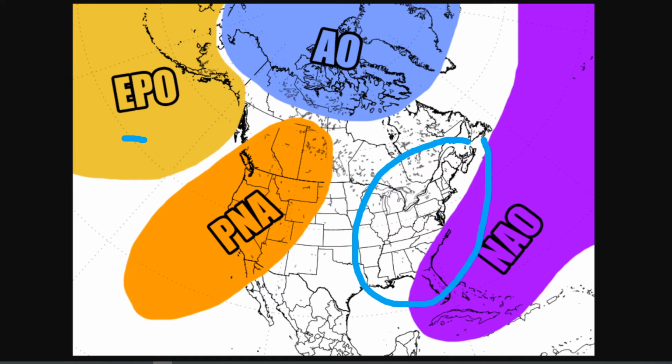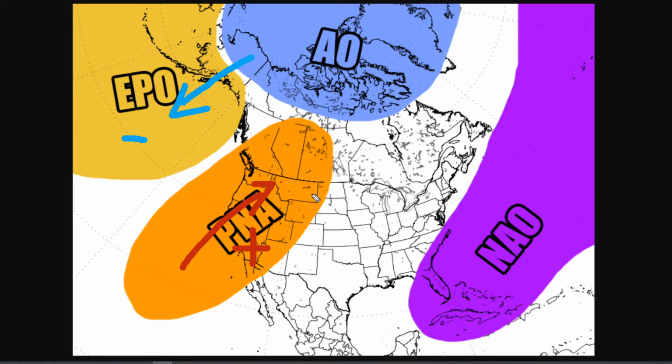You're going to want some troughing out near the EPO area, which would be south of Alaska. That's going to lead to this cold air sinking south, and usually when the EPO is negative, you're going to want the PNA to be positive, and most of the time it is. That's going to lead to ridging here. So that's going to drive cold air, and that's going to cause some sort of jet stream that looks like this to impact parts of the eastern United States.